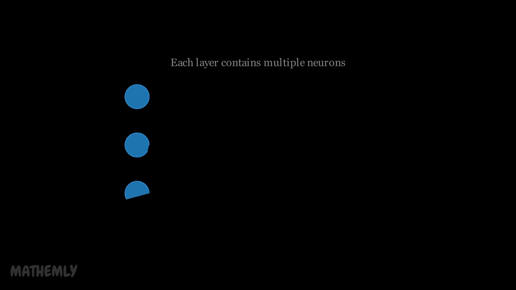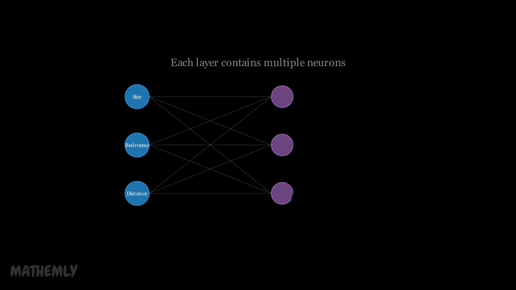Let's take a closer look inside one layer of our network to see what is really happening. Each layer consists of multiple neurons, and every neuron performs the same basic operation we have already seen. It takes in several inputs, applies weights and a bias, and produces an output. So, as in our example, in the first layer, one neuron might focus on the size of the house, another on the number of bedrooms, and another on how far it is from the city.